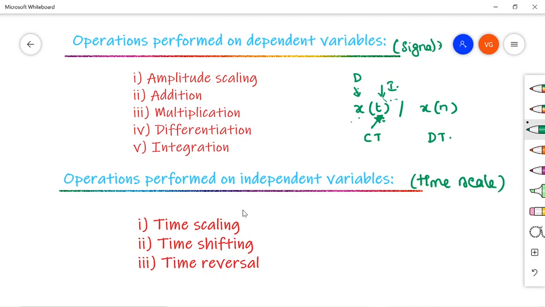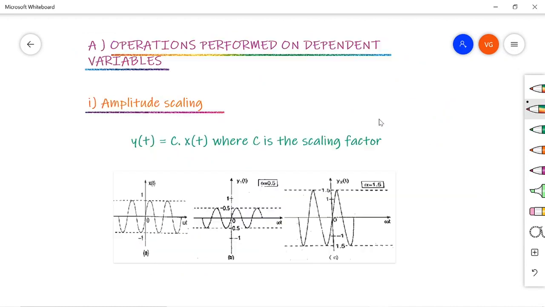Now I am going to explain each and every operation with an example. Let us start discussing operations performed on dependent variables. As I am talking about the dependent variable, that means we are performing operations on x wholly, that is, amplitude. So the first one here is amplitude scaling.